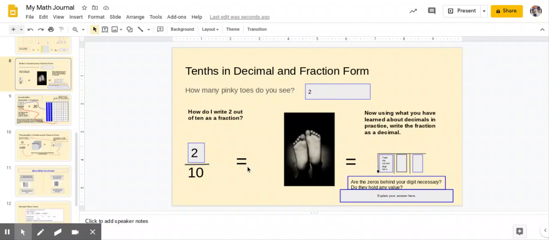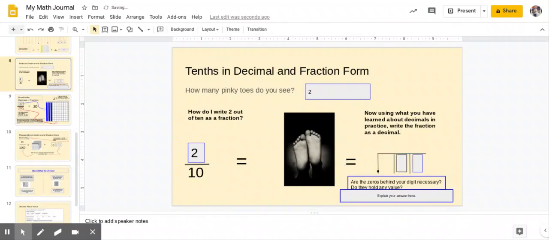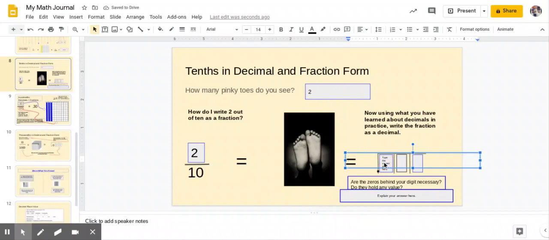Now we're going to put that in here. So this first number behind the decimal is our tenths place. So I just made that whole thing disappear. Try this again. Here we go. Okay.